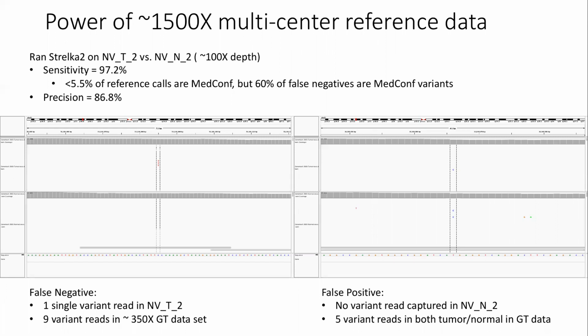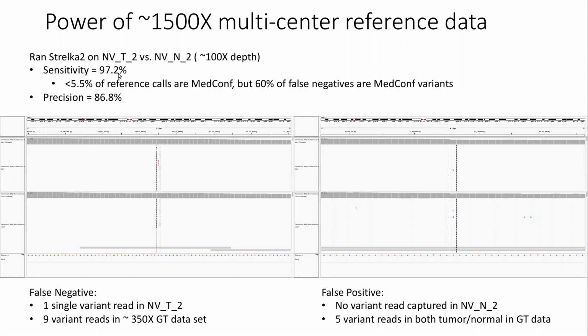So as an example of using our reference call set and high confidence region as a benchmarking tool, we ran StrokeGut 2, one of the data sets that we use here. It has about 100x in depth. After we ran the StrokeGut 2 results against our reference call set and the high confidence interval, StrokeGut 2 gives you a sensitivity of about 92% and a precision of about 87%. And so that's very good.